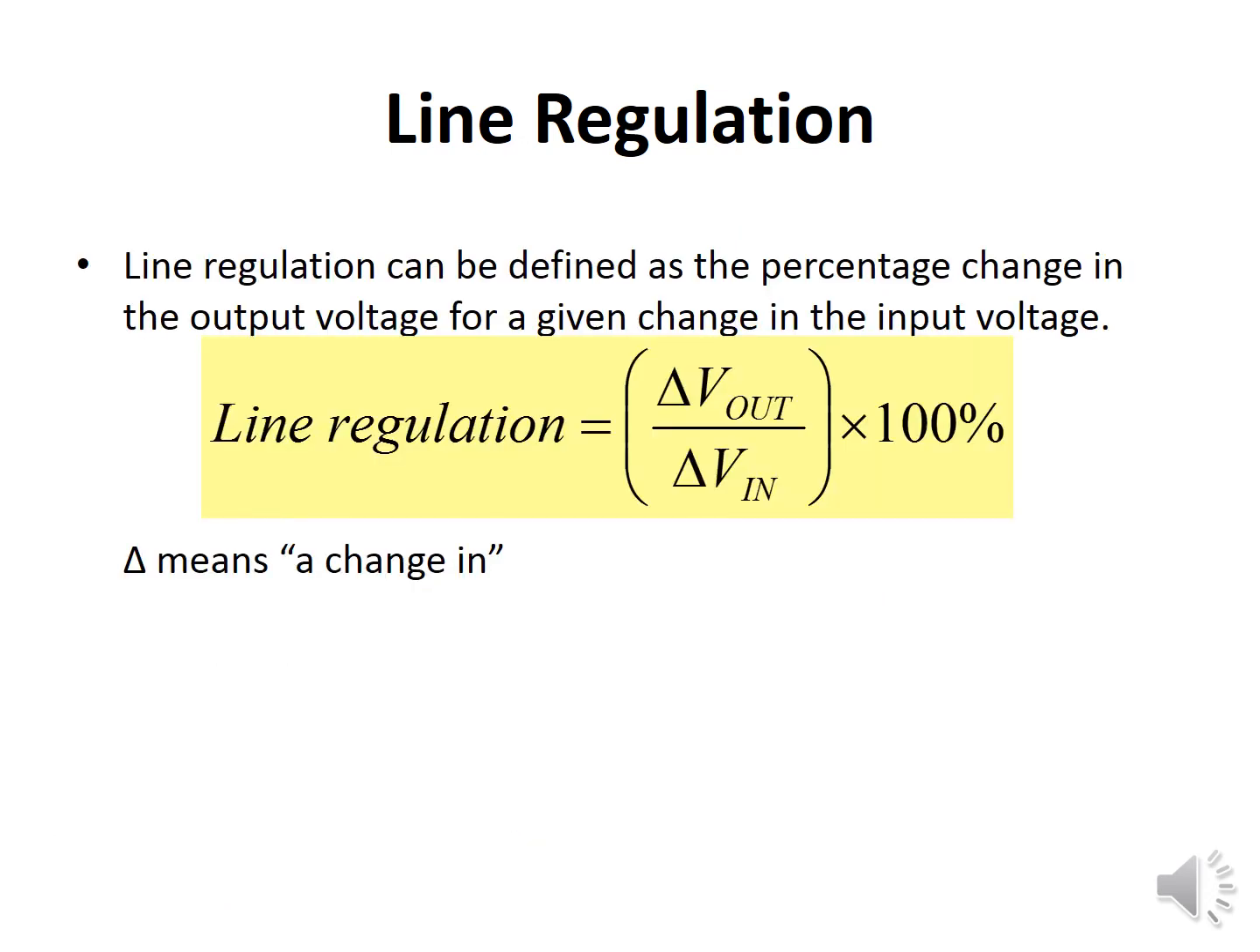Line regulation can be defined as the percentage change in the output voltage for a given change in the input voltage. So we write this equation as line regulation is equal to del V out divided by del V in into 100%. Del means that we represent a change.